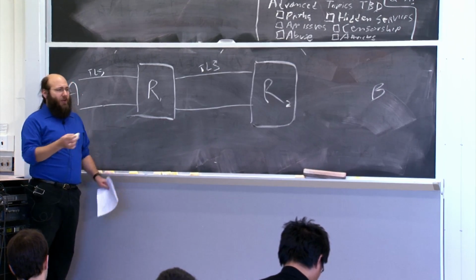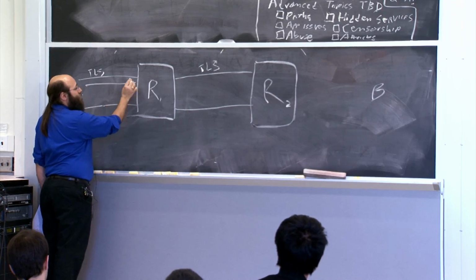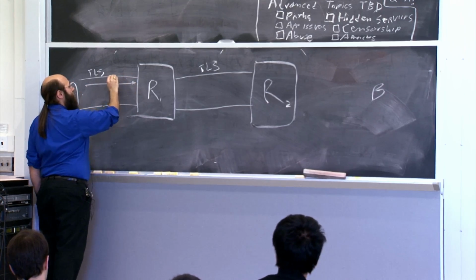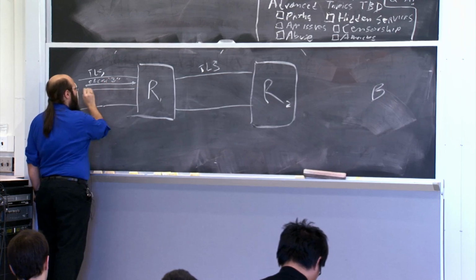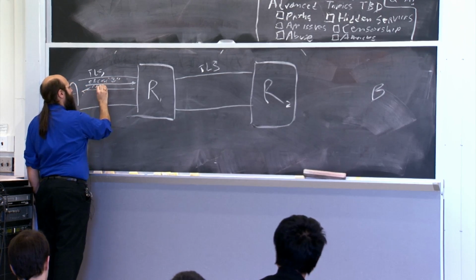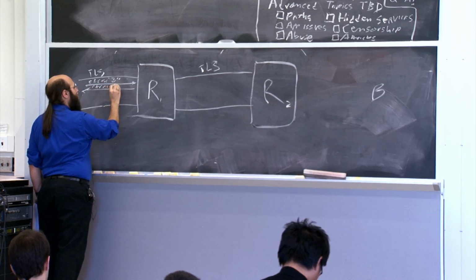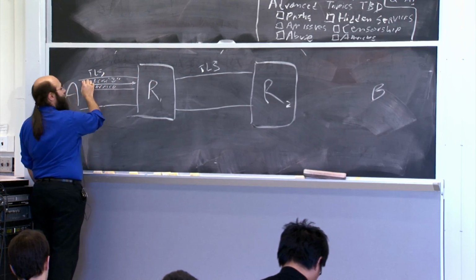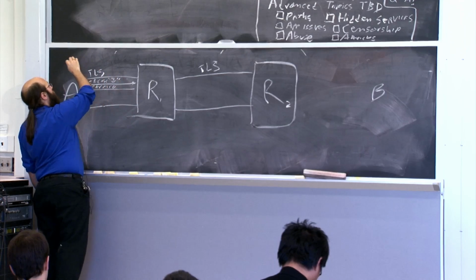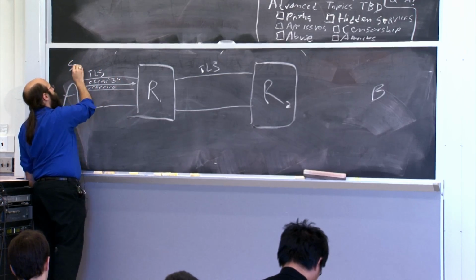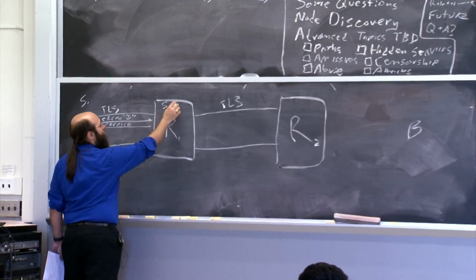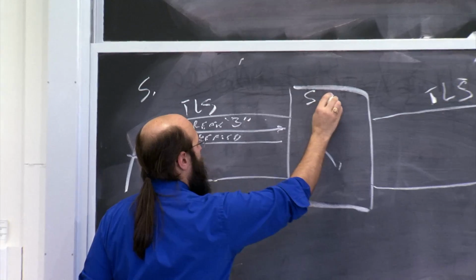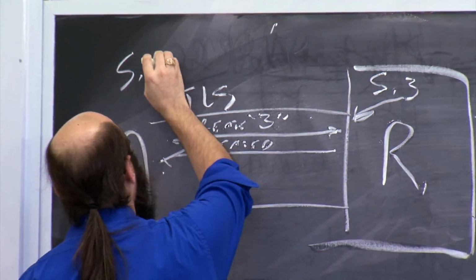But when that's done, she basically sends a create cell, and she picks a circuit ID. Let's say she picks 3, and says create 3. The relay says created. And now R1 and Alice share a secret key, a symmetric key, which I'm going to call S1. And they both have this stored as 3 with respect to this link.